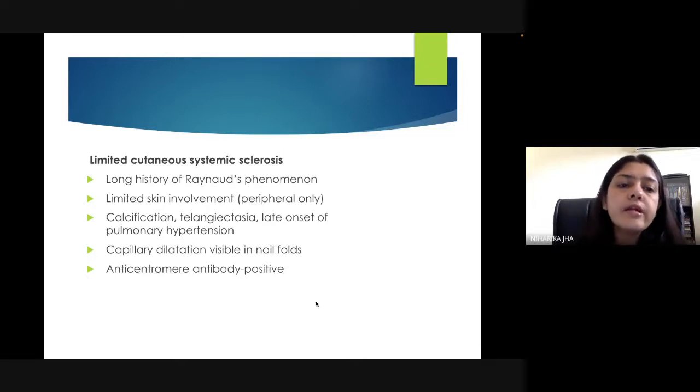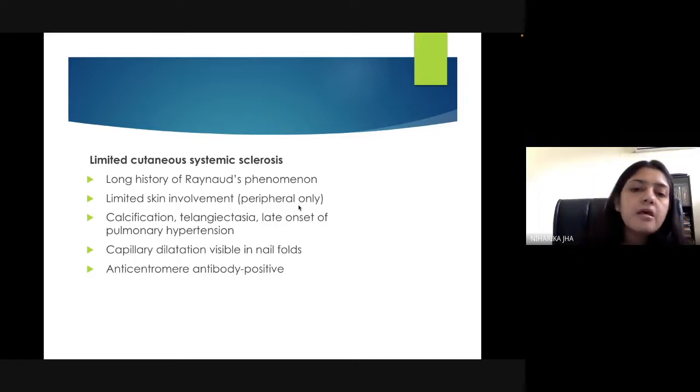In the limited type of systemic sclerosis, there's a long history of Raynaud's phenomena, and the interval between the onset of the Raynaud's phenomena and the onset of the cutaneous changes is more when compared to the diffuse type. As the name suggests, it has a limited skin involvement, and only peripheral skin involvement is seen in the limited type of cutaneous systemic sclerosis, and otherwise, the truncal involvement is not seen in the limited type.